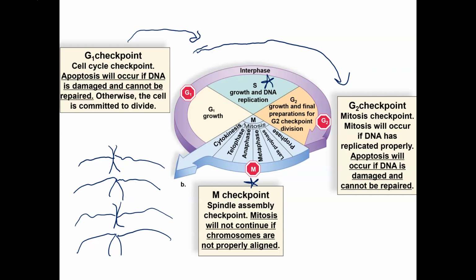So if the spindle fibers are not produced properly, or if they're not attached properly, then the chromosomes are not going to be able to be split properly, and that means that the cells that are produced would not have the correct amount of DNA, and so then the cell again is going to stop, and if it can't fix itself, it's going to undergo apoptosis.